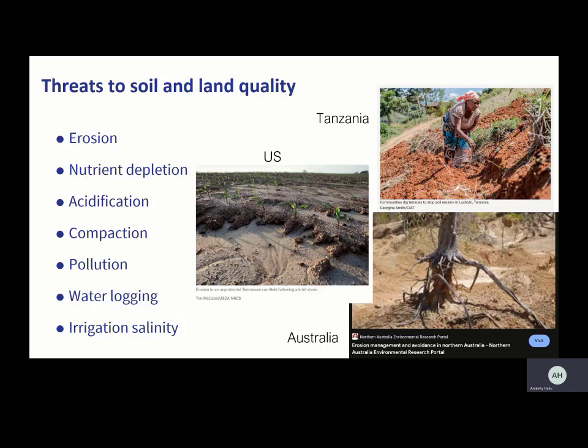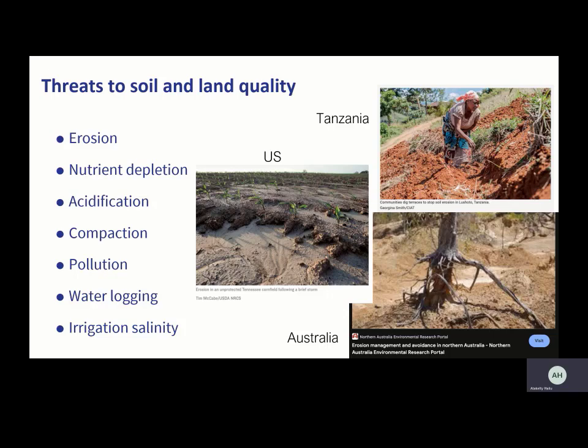The other one is nutrient depletion, and that means that farmers take out more from the soil than they put back in, and that means over time it gets degraded, its capacity to support vegetation goes down, and if that happens, then it's prone to erosion. So you get more problems.